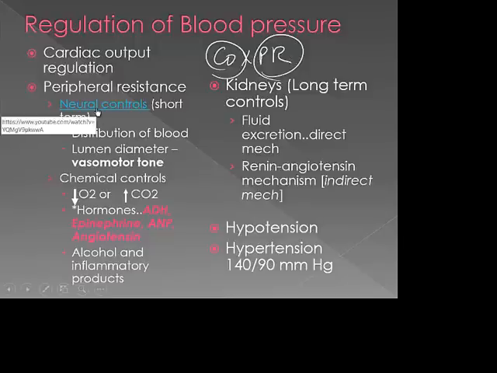One is the short-term neural controls, which is the diameter of the lumen, which I just told you, because of the sympathetic nervous system, the vasomotor tone. If the tone is more, the vessel constricts, your blood pressure goes up. If the tone is less, the vessel dilates, blood pressure comes down. Distribution of blood. This is another way, which again has a lot to do with the sympathetic nervous system. And again, this is neurological.